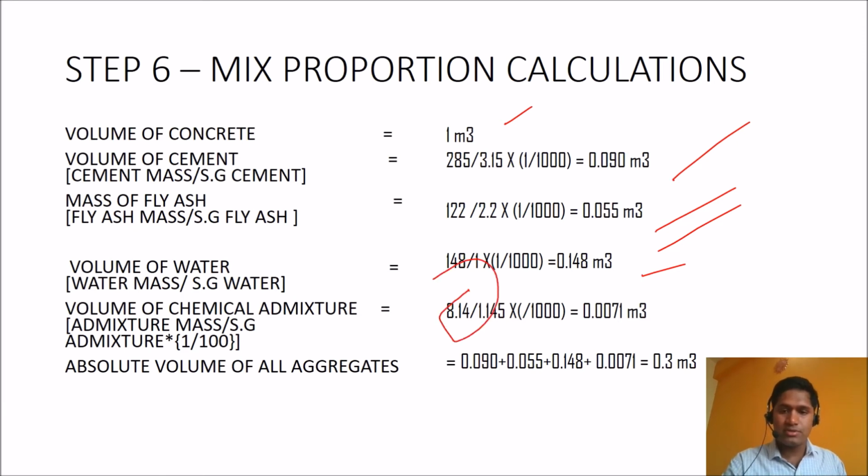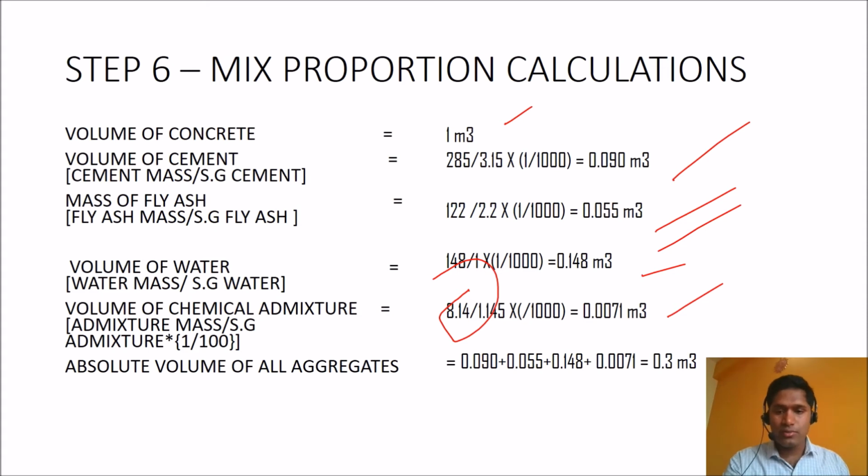Then again, volume of chemical admixture is 8.14. Not always does it come to 8.14. It can even be reduced based on the trial. You need to arrive at that number. Basically for plasticizer, it may be somewhere near 0.5 to 1%, at the max 0.88% in Bangalore climate. You can use 8.1, which I have taken, divided by 1.145, the specific gravity of the chemical admixture, that is super plasticizer. It gives this much of volume.